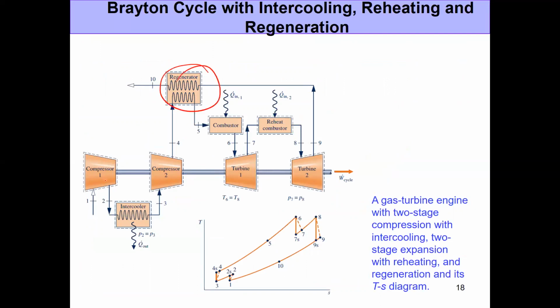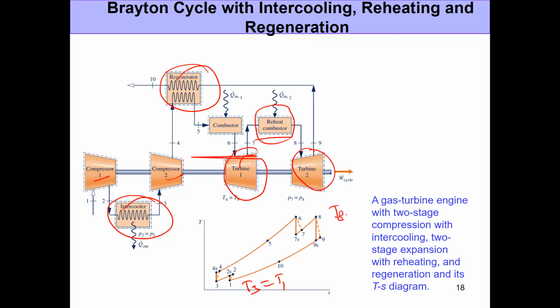You have a regenerator, you have two-stage compression, so you have compressor 1 and compressor 2 with an intercooler in between to reduce the temperature. In most cases, the temperature after cooling, T3, which is the inlet to compressor 2, is usually kept equal to T1. That's how we cool it down. And then you have two-stage expansion, turbine 1 and turbine 2 with a reheater in between, just like we have seen in the Rankine cycle as well. Again, a common approach is to keep the temperature at the second stage turbine inlet equal to that at the first stage turbine inlet. T8 could be smaller than T6, but T8 equal to T6 is one common value that is used.